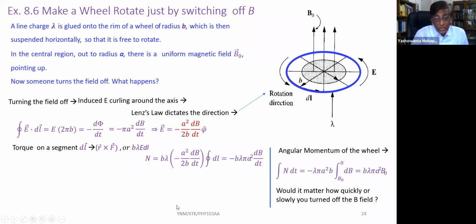So there is angular momentum. But the question remains, who did the rotating? No B is present at this static charge lambda. So no B is present at the wheel.